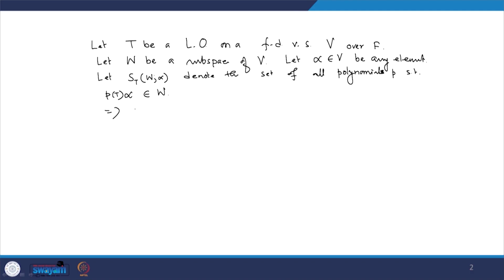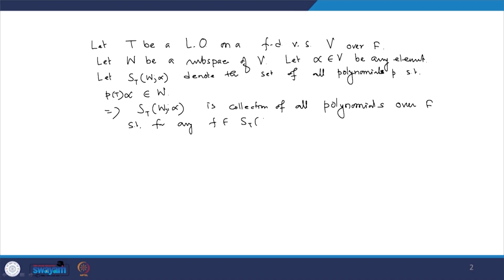So, this implies that S_T(W, alpha) is the collection of all polynomials over the field F such that for any f belonging to S_T(W, alpha), f(T) operating on alpha will belong to W. Certainly S_T(W, alpha) is non-empty. How can I say it is non-empty?